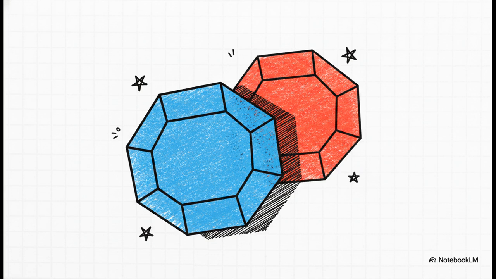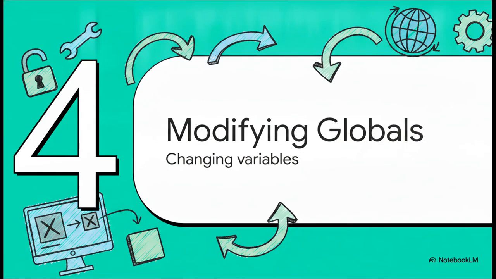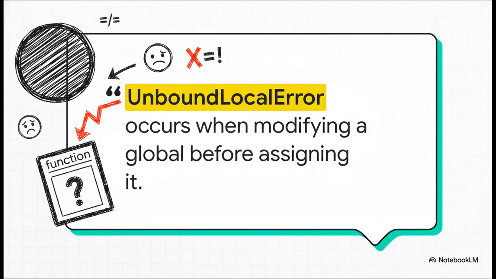It hides it, which actually protects the global variable from being accidentally changed. But hey, what if you actually do want to change it? Let's move to Section 4, modifying global variables. Let's say you have a global variable, count equals 10. Inside a function, you try to add 1 to it by writing count equals count plus 1.